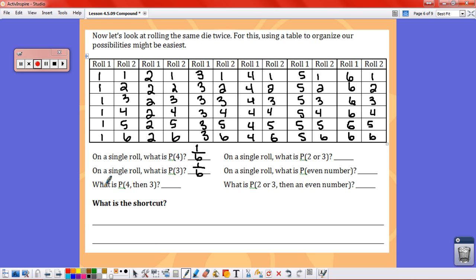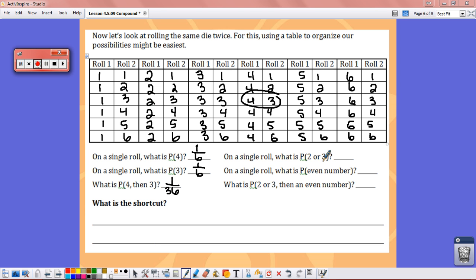But then we get to what is the probability of rolling a 4 and then a 3. Well, on our table I can see that that only happened one time, 4 and then 3. Out of, well, let's see, 1, 2, 3, 4, 5, 6. 1, 2, 3, 4, 5, 6. 6 by 6 makes 36 possibilities, so that's 1 out of 36.